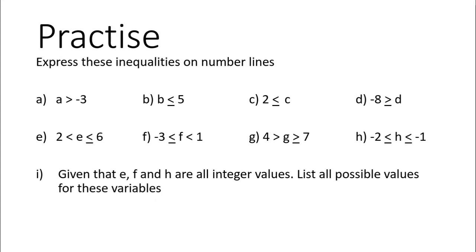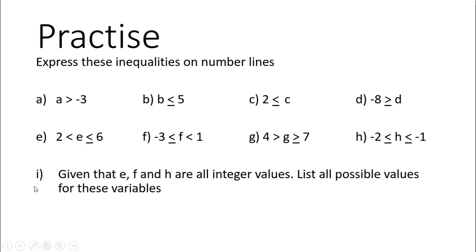Now let's get into some practice. All I want you to do here is set up number lines to express these inequalities. And in the case of questions E, F, G, and H are combined inequalities, check to make sure that you've got the numbers in order from smallest to biggest, and the symbols are going from smallest to biggest, because if they're not, it is not a combined inequality.